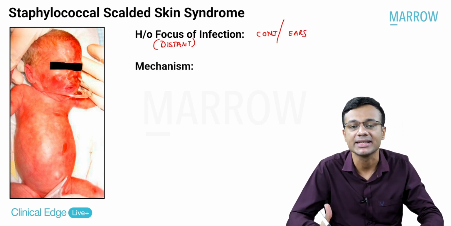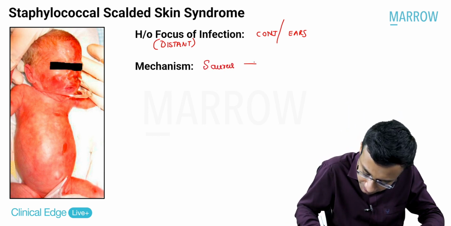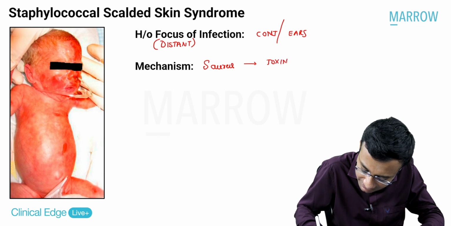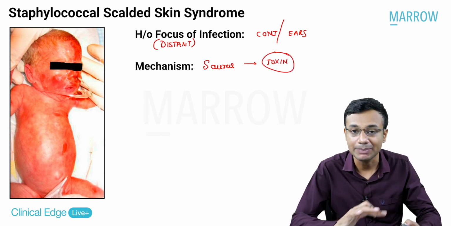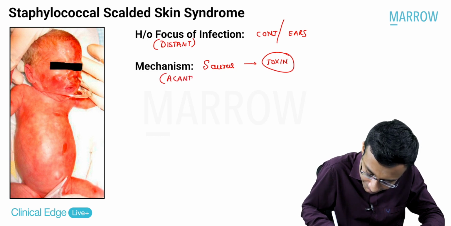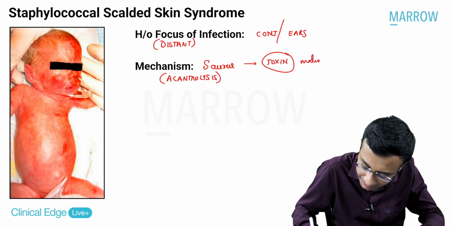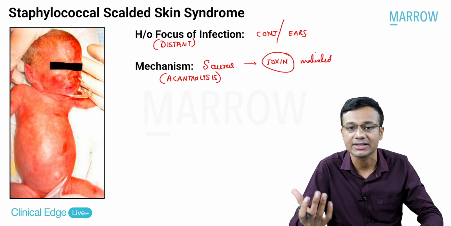Second important is the mechanism. Now please remember here, Staphylococcus aureus produces a toxin, and this toxin is responsible for splitting the skin. So please remember the mechanism here is acantholysis. Okay, it is toxin mediated, and this is going to be producing acantholysis. That's a very important mechanism.